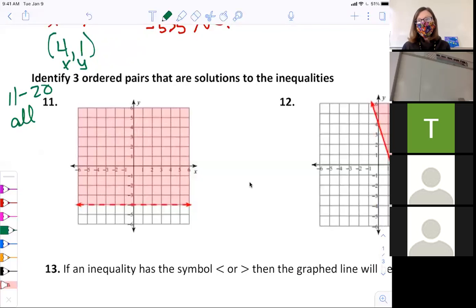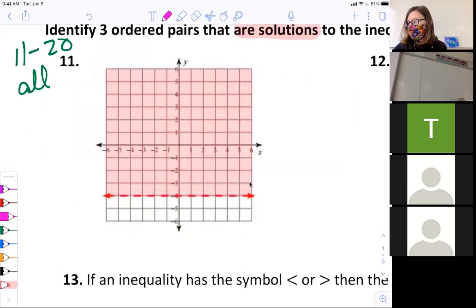Number 11 says identify 3 ordered pairs that are solutions to the inequalities. If it's a solution, Peyton, where should it be if the ordered pair is a solution? Where would it be located? In the shaded area. Yeah, in the shaded area. So there's so many different options that you could choose. As long as it's in the shaded area, pick a point in the shaded area and write that ordered pair. So identify 3 of them. So that's 0, 0. Pick 2 more for that shaded area.